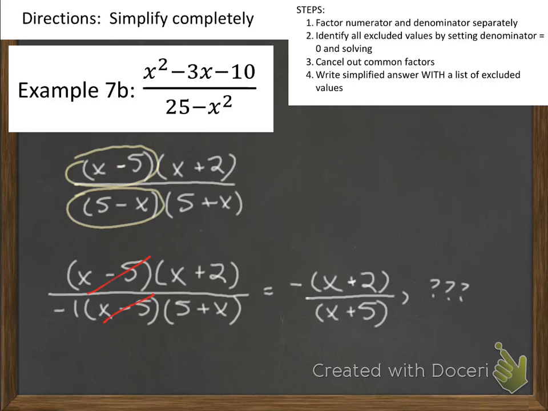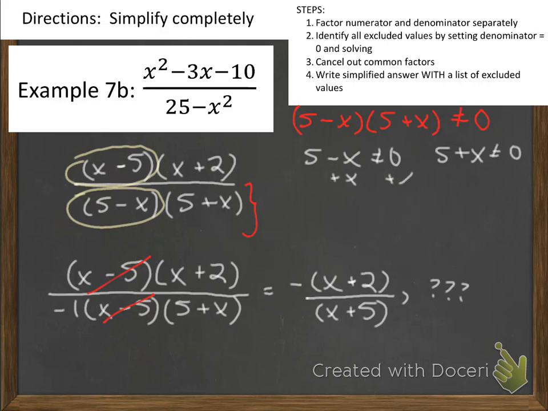So to find our restrictions, we have to go back to the original denominator, not the one that's already been canceled out. So we have 5 minus x times 5 plus x cannot be equal to 0. So I have 5 minus x can't be equal to 0, and I have 5 plus x can't be equal to 0. I'm going to add x to both of these sides, so x can't be equal to 5. I'm going to subtract 5 from both of these sides, and so x can't be equal to negative 5. So the excluded values I need to add over here are x cannot be equal to, we'll just say plus or minus 5, just to save us some room there.